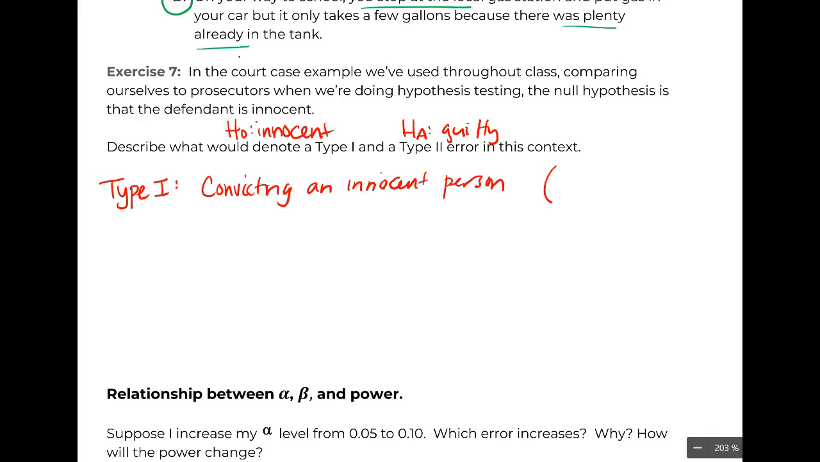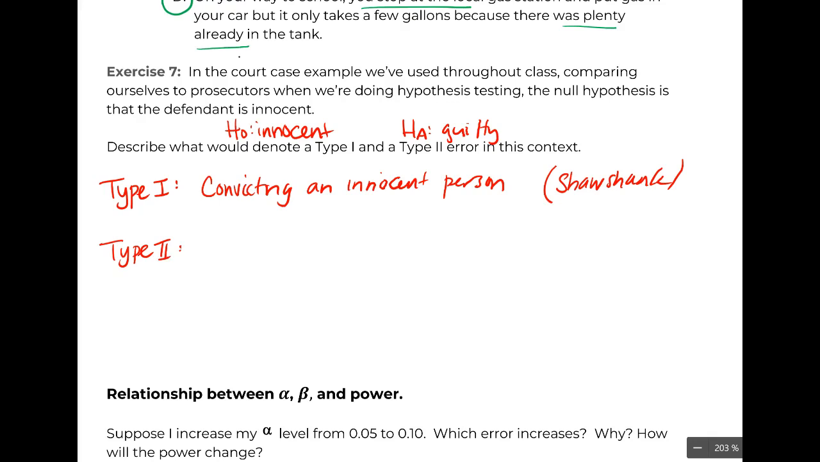You can think of this as Shawshank. Right, Andy Dufresne. All right, type 2. Well, it's the opposite. This is failing to reject. So I failed to reject. I don't get to prove that they're guilty.